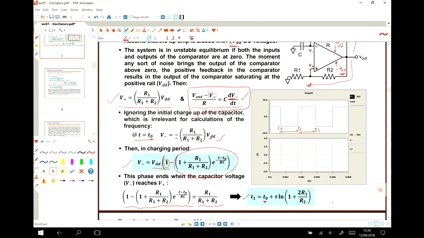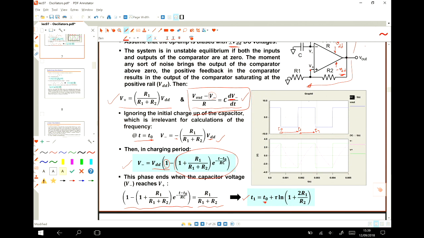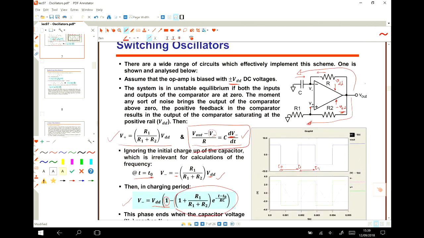So what I did is that I assume that the system is stable at the beginning. The output is connected to the negative rail. The capacitor is fully discharged. And then I started to calculate everything.